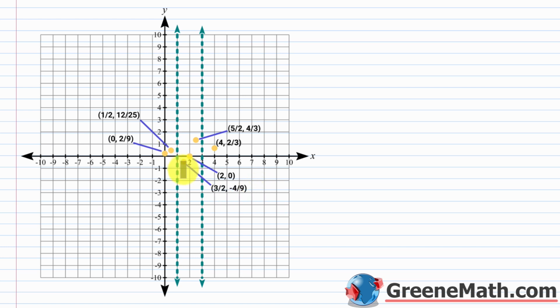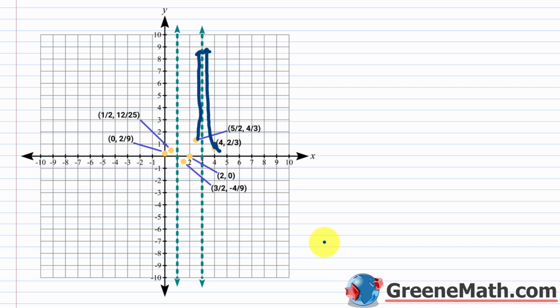This is your (3/2, -4/9). This is your (2, 0). This is your (5/2, 4/3), and then this is your (4, 2/3). So again, I know with this guy right here, the multiplicity was even. So that tells me this is going to go up like this, and then this is also going to go up like this. And so I can draw this.